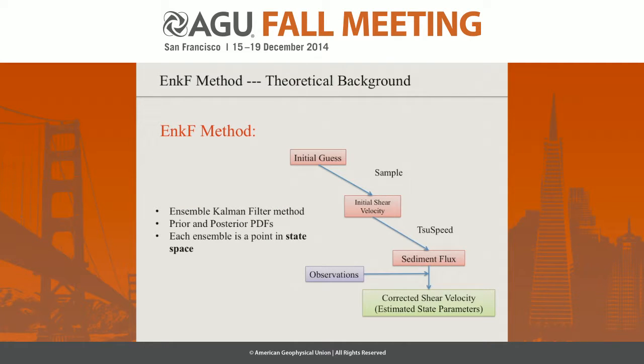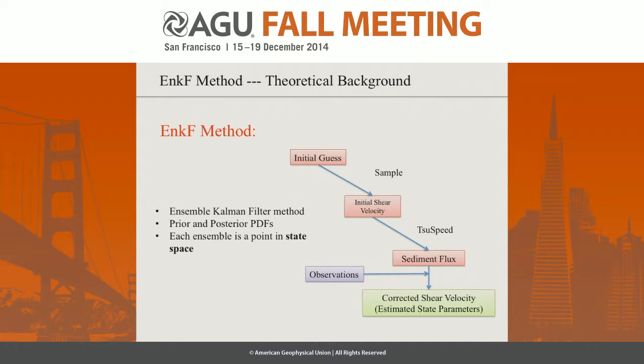So for the EnKF method, the full name is the Ensemble Kalman Filter method, which is widely used in weather forecasting. This is a data assimilation method. We will represent the unknown parameter we want to invert as a probability density function. Each ensemble point is a point in the state space. I will talk about what the state space is later.